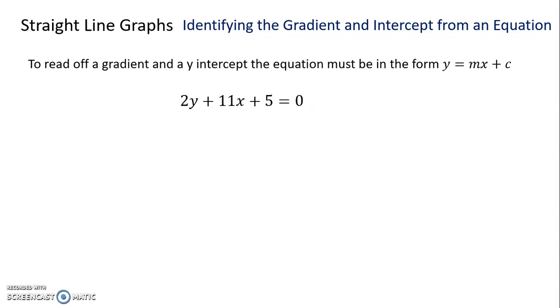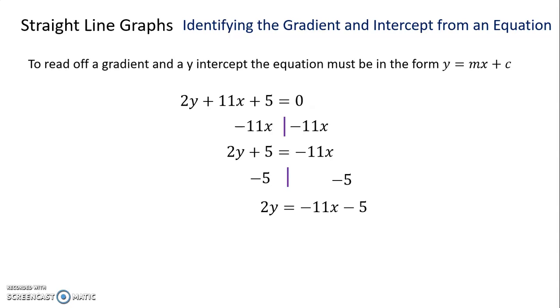Okay, right, so first of all, I'm going to subtract 11x from both sides of this equation, and that will give me 2y add 5 is equal to negative 11x. Then I'm going to subtract 5 from both sides of this equation, and that will leave me with 2y equals negative 11x, subtract 5. Still not finished though, because I've got 2y when I should have y.